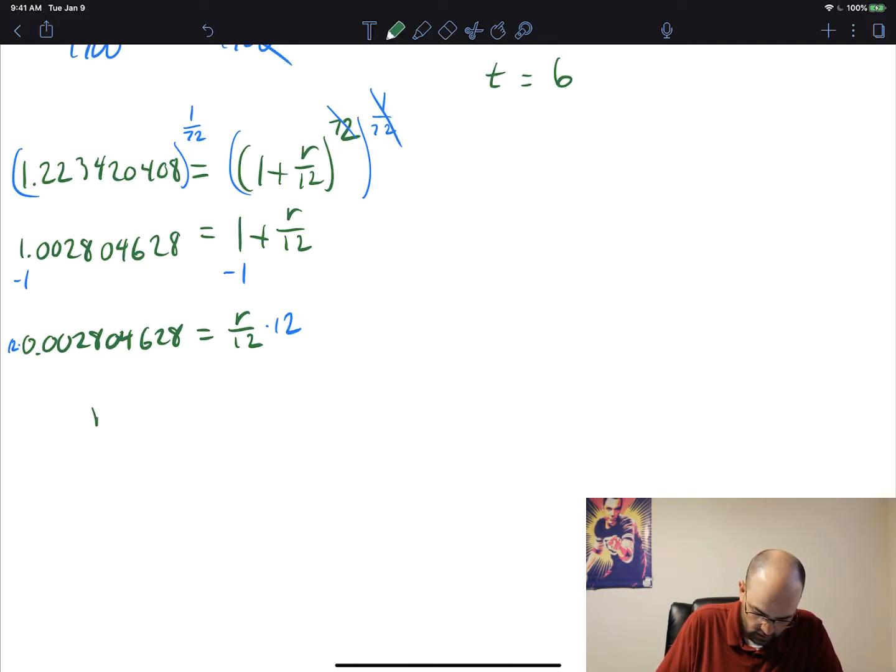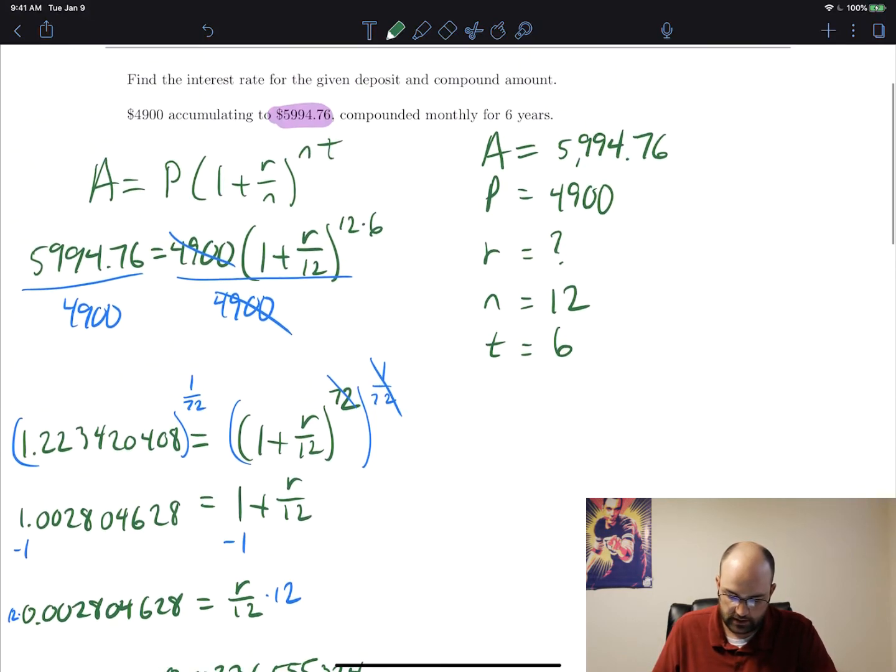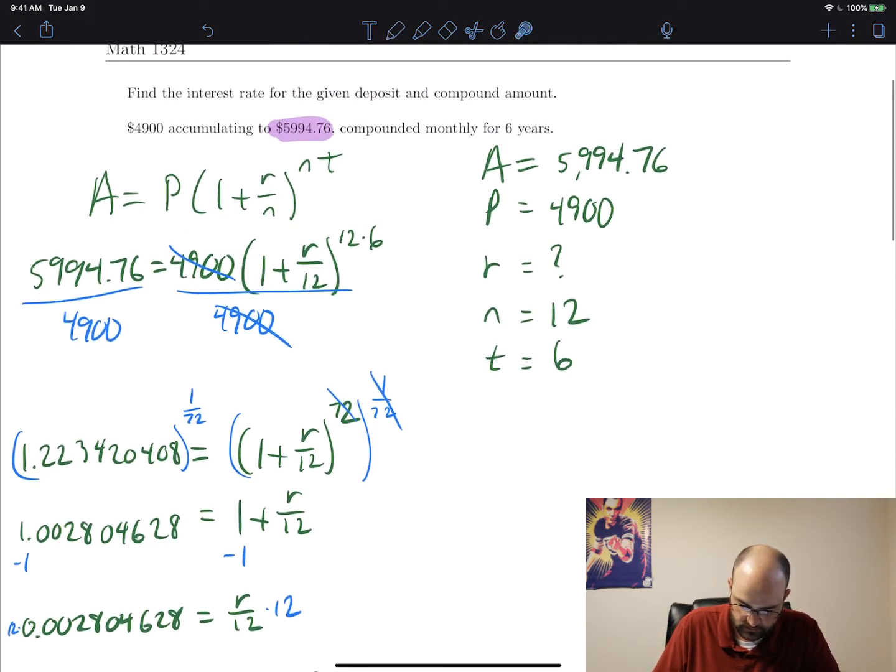So that means that r is going to be equal to 0.0336555324. Awesome. There we go. Now, find the interest rate for the given deposit and the compound amount.